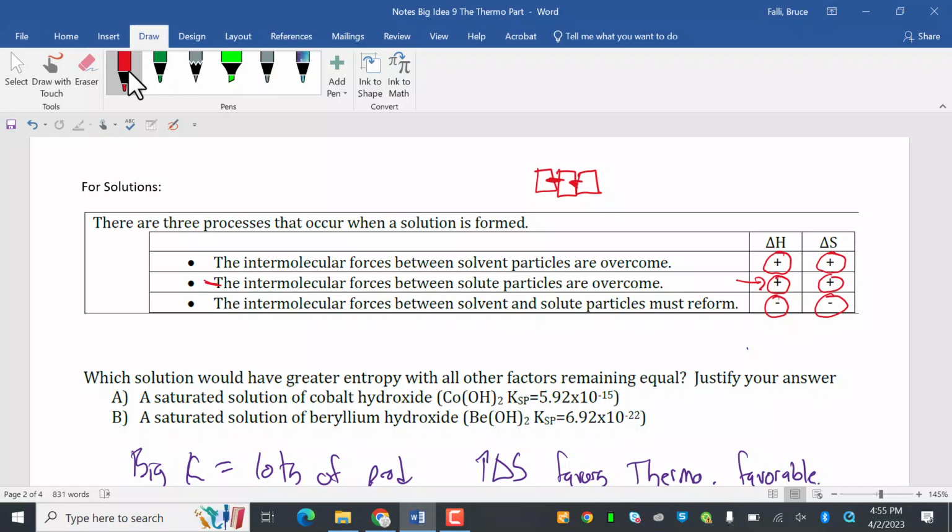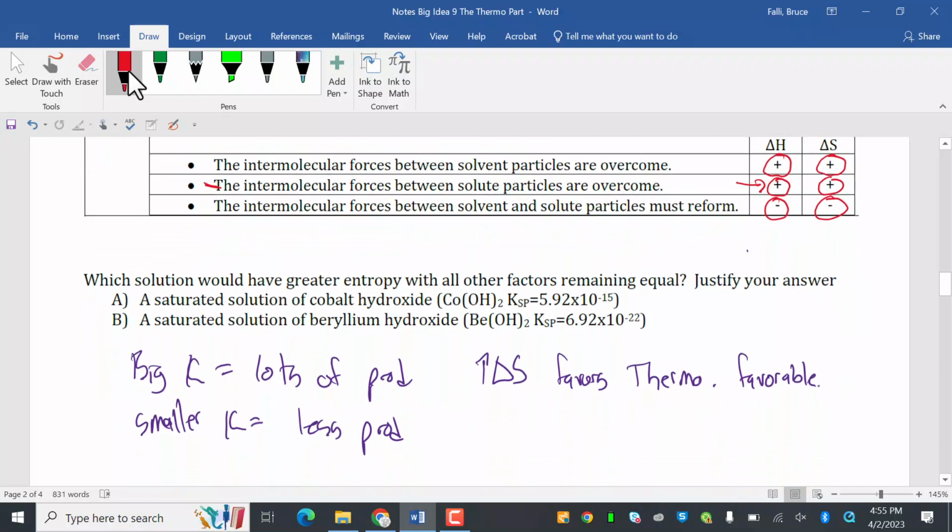Which solution would have greater entropy with all other factors remaining equal? Justify your answer. Greater entropy means most chaos. So I have CaOH taken twice, BeOH taken twice. Saturated solution. I notice this K right here and this K right here, so this one has more dissolved. Aqueous has a greater S than solid, so delta S is larger for the more soluble salt.